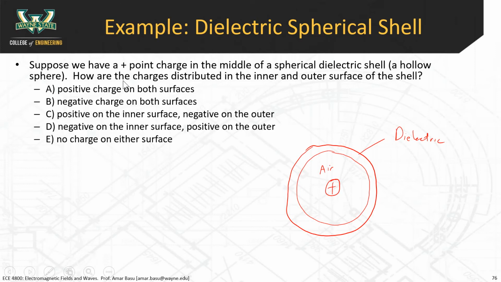So the question is, how are the charges distributed on the inner and outer surface of the shell? So just so everyone knows, this is the inner surface. And this is the outer surface. Okay, so I'm going to just start the poll here. So there's 1, 2, 3, 4, 5 choices. So you can go ahead and put in your thoughts.